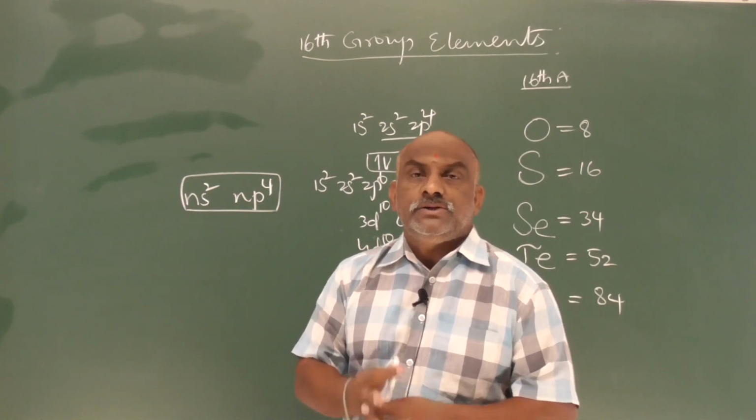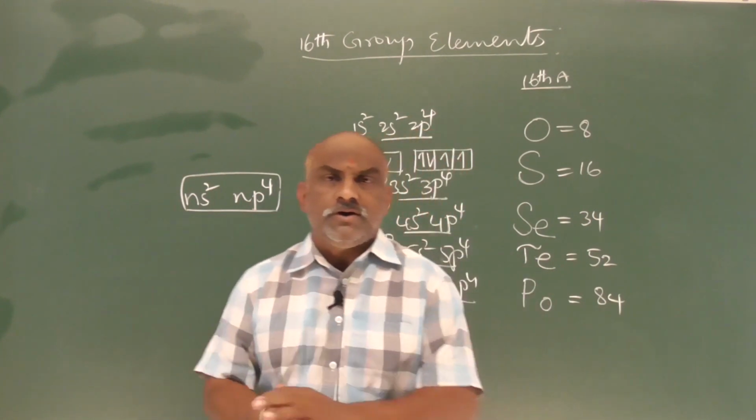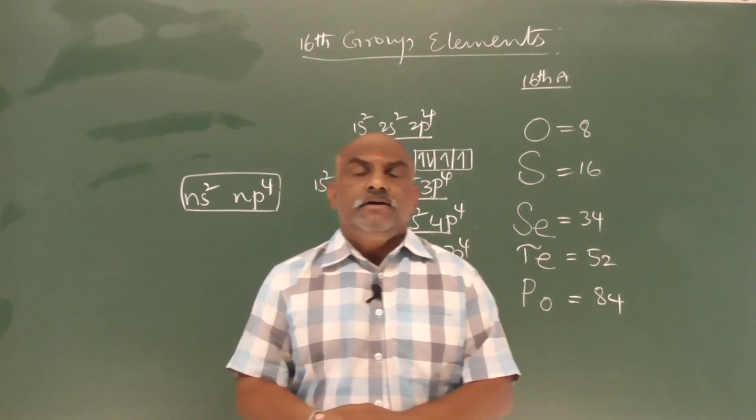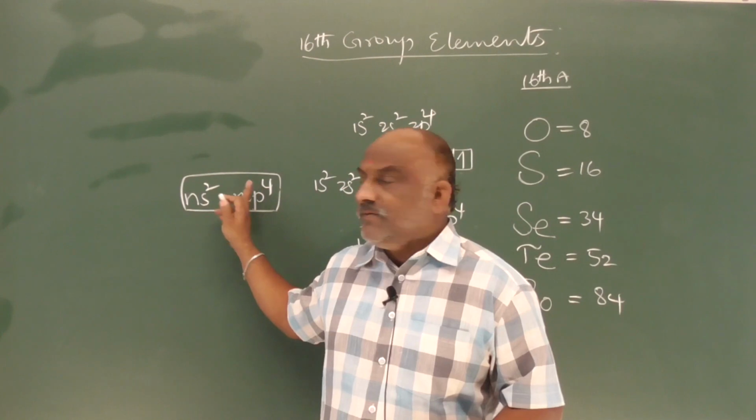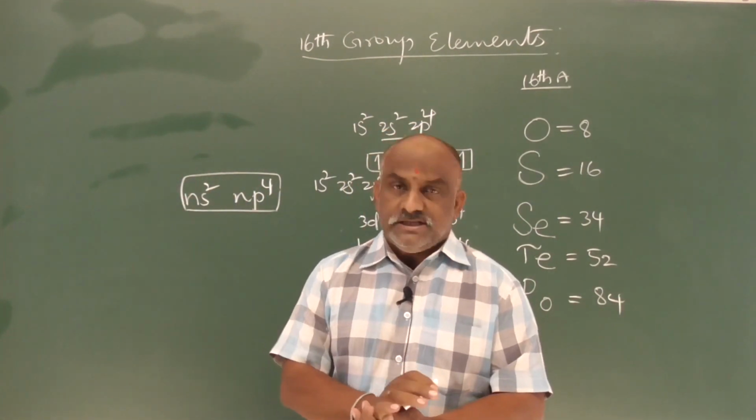Number of unpaired electrons: 2. So is it an octet configuration? This is not an octet configuration. For octet, 2 electrons are to be gained. That point we will discuss in oxidation states.